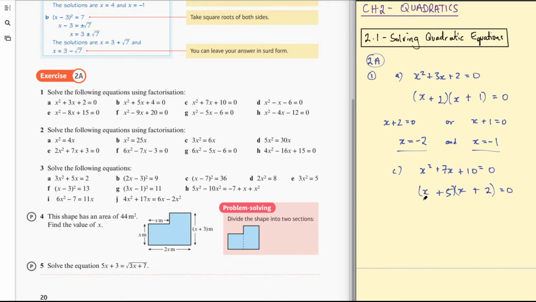This equals 0. And then we have x plus 5 equal to 0 or x plus 2 equal to 0. Remember, one of those factors must equal 0. Then we solve these equations. If x plus 5 equals 0, x must equal negative 5. And then if x plus 2 equals 0, x must equal negative 2.